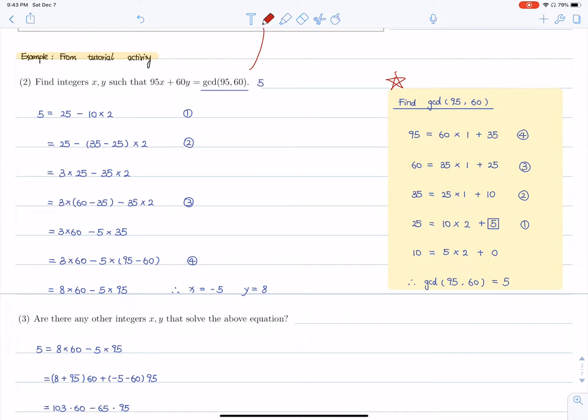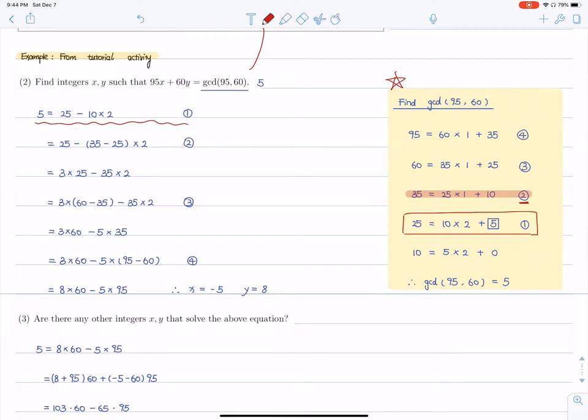So we know that GCD of 95 and 60 is 5 by part 1. We'll start from there, which is your second last step here. I labeled it 1. So we'll start with your GCD 5 equals to. You just need to rearrange this equation: 5 equals 25 minus 10 times 2. So literally just rearranged this equation. Then you can use step 2 here.